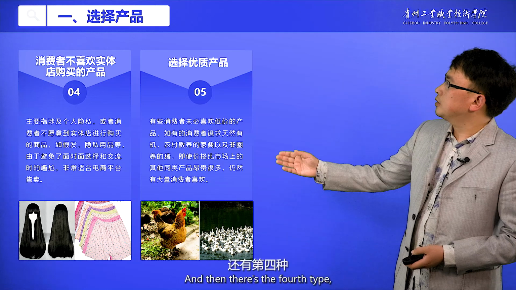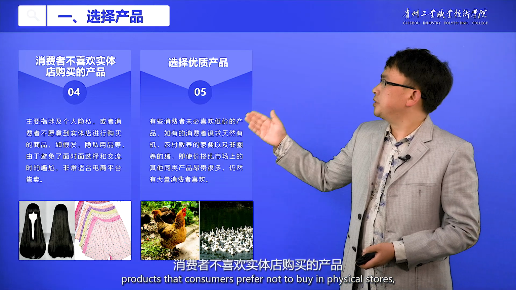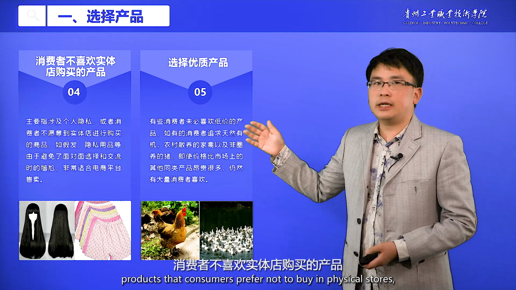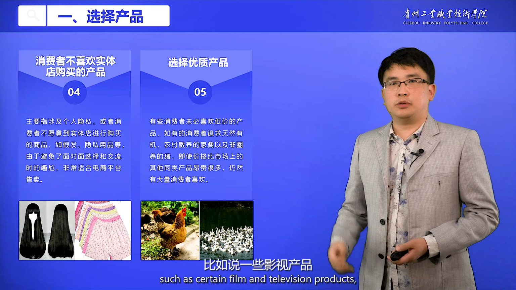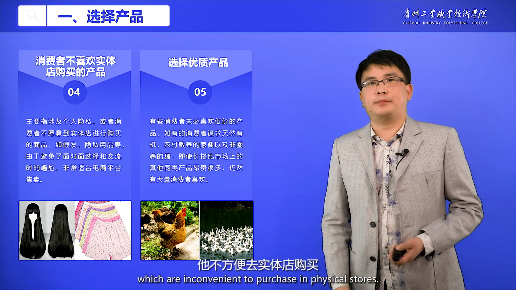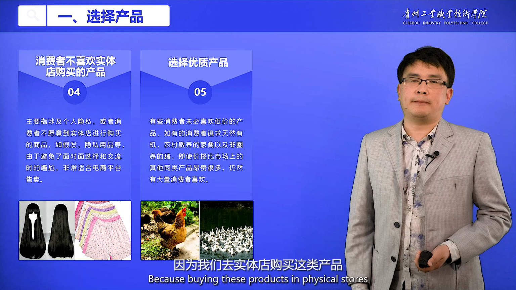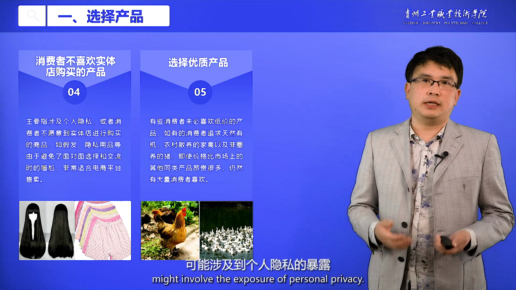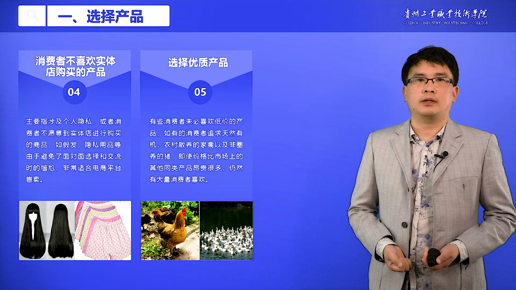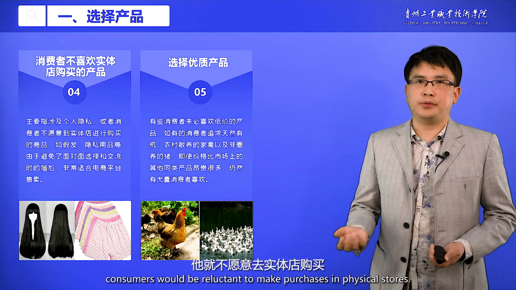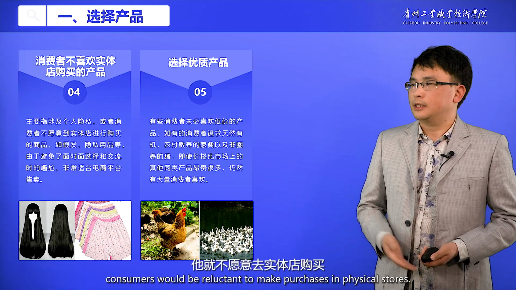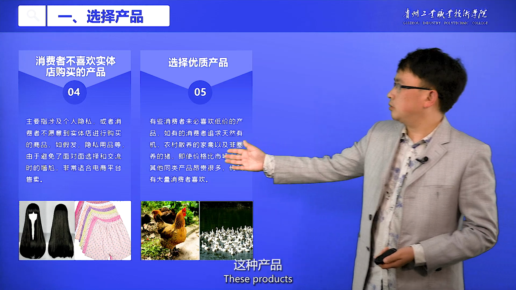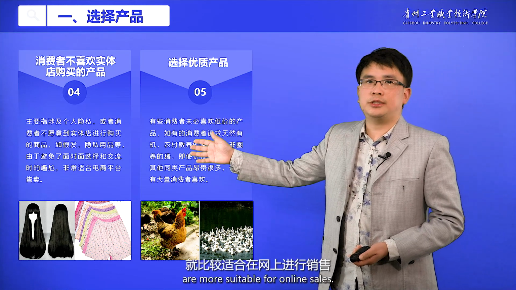And then there's the fourth type, products that consumers prefer not to buy in physical stores, such as certain film and television products, which are inconvenient to purchase in physical stores. Because buying these products in physical stores might involve the exposure of personal privacy. In such cases, consumers would be reluctant to make purchases in physical stores. These products are more suitable for online sales.